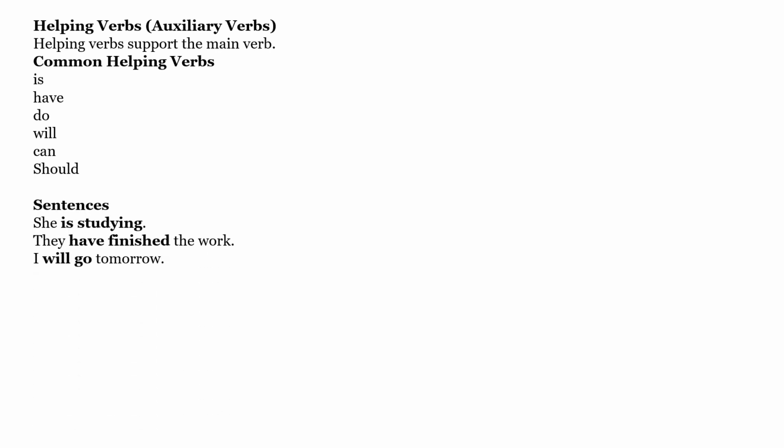Okay. Actually, here we will discuss helping verbs also, like is, have, do, will, can, should. These are some helping verbs, also verbs. For example, she is studying. They have finished the work. I will go tomorrow. Here, in these sentences, is, have, will help the verb. So these are called helping verbs.